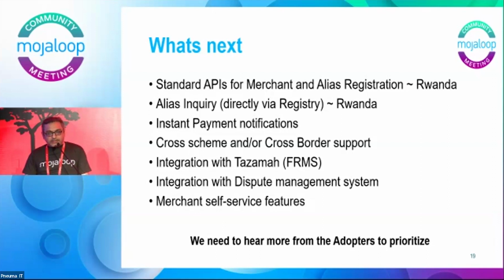The other is integration with Tazama, which is an open source FRMS. That's part of the plan that we work on. Merchant self-service features: earlier we thought that merchants also need access to some kind of portal where they can download their QR, or if they decide that they want to keep the same alias but change the DFSP, they can do so. But I'm not sure. Like we discussed with our colleagues in Rwanda, they said it's not a priority for us. So we want to hear more from adopters and they can join our work stream to give that input.